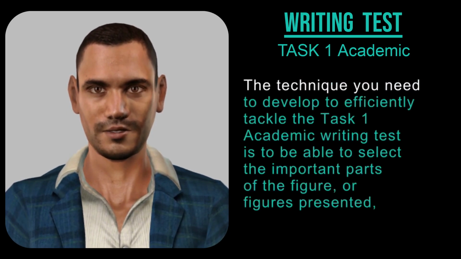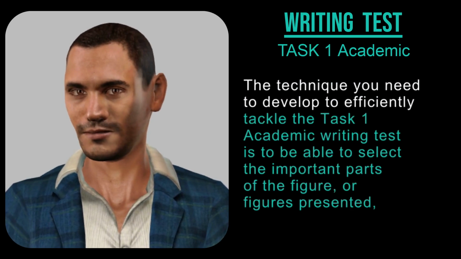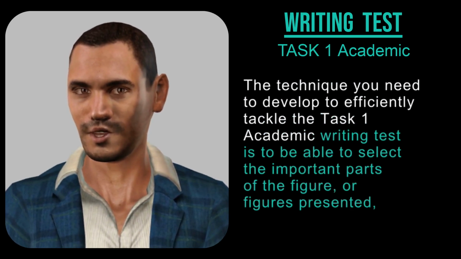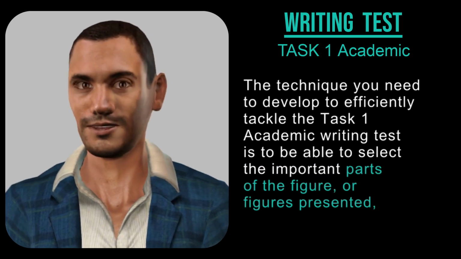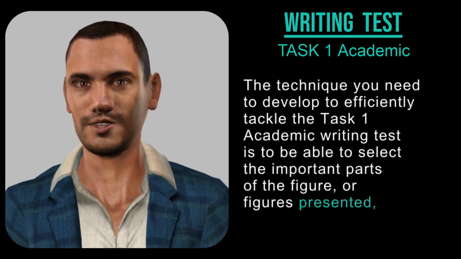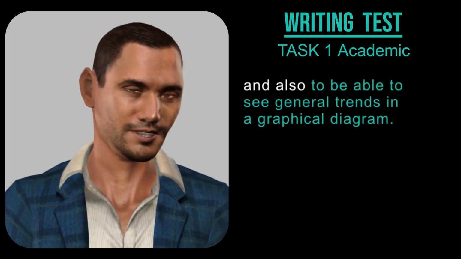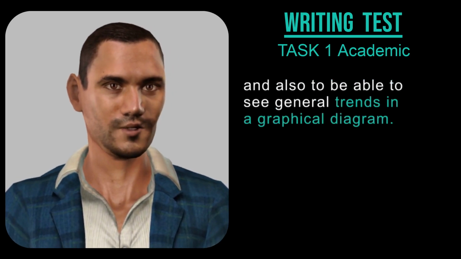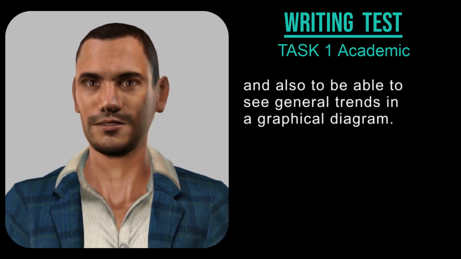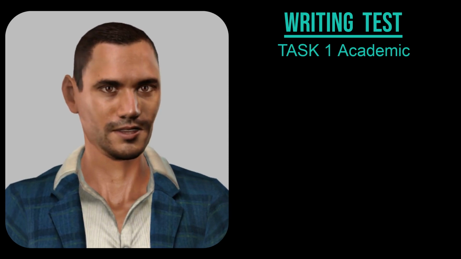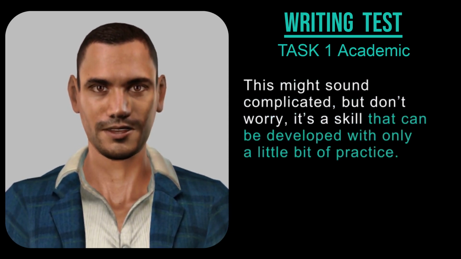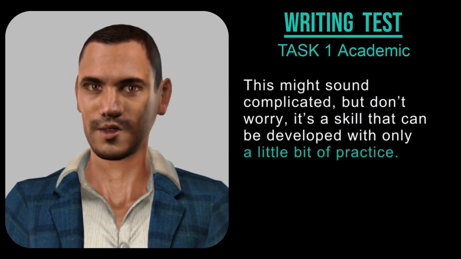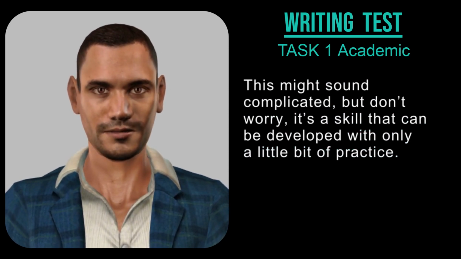The technique you need to develop to efficiently tackle the Task 1 academic writing test is to be able to select the important parts of the figure, or figures, presented, and also, to be able to see general trends, in a graphical diagram. This might sound complicated, but don't worry. It's a skill that can be developed, with only a little bit of practice.